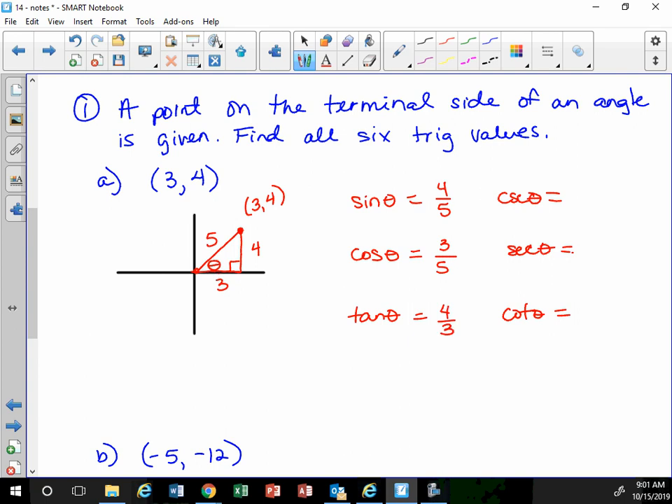Now, guys, I always write it in the order so they're matching up. So what's cosecant going to be? 5 over 4. What will secant be? Good. And what will cotangent be? Okay. Easy so far? Okay, once you draw the picture, there's not too much to do. All right, let's try again.